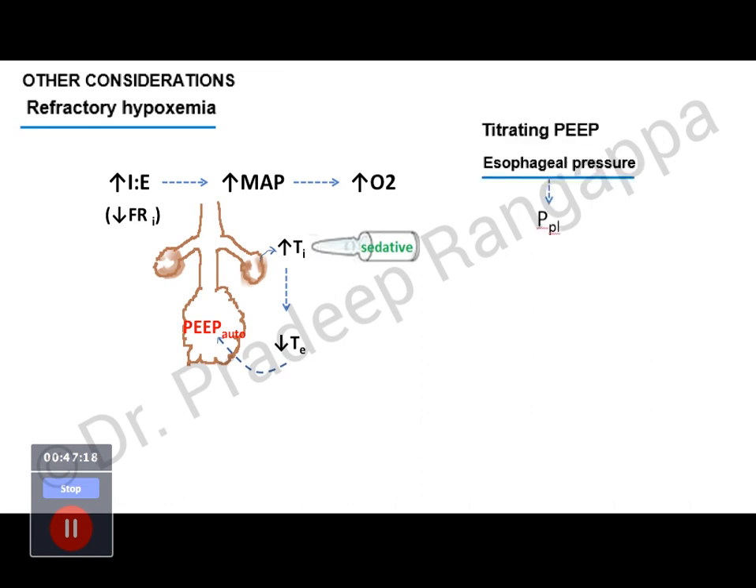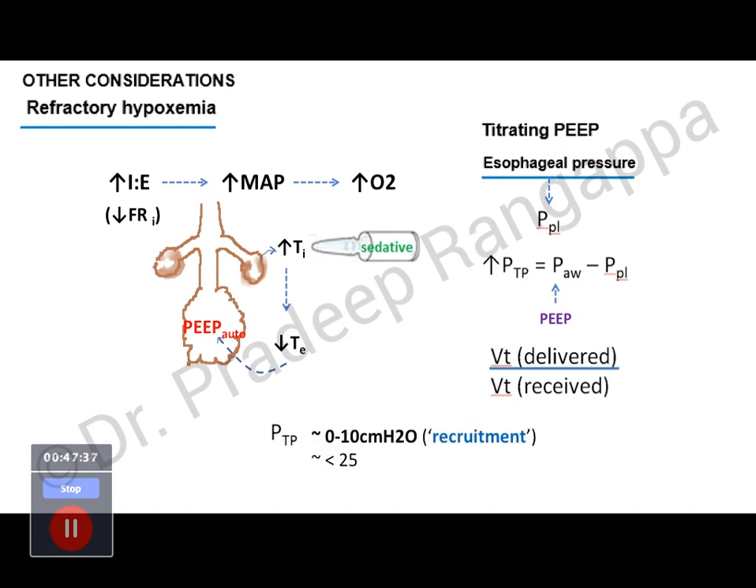oxygenation. So for titrating PEEP, there is another method with esophageal pressure. We call it transpulmonary pressure. Transpulmonary pressure is just the difference between airway pressure and pleural pressure, and we take that as a surrogate for optimization of the PEEP. And the airway pressure is nothing but the PEEP. So it is just the difference between tidal volume delivered and tidal volume received. Transpulmonary pressure for recruitment has to be kept less than 25. Because transpulmonary pressure is the total airway pressure minus pleural pressure, and if it's very high, it can lead to barotrauma.